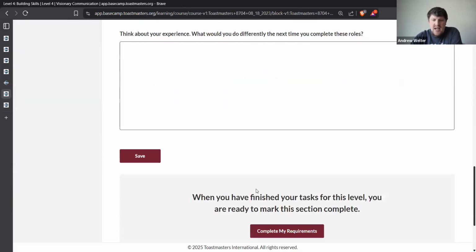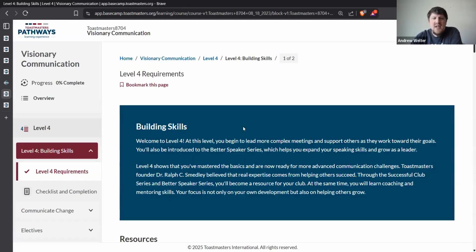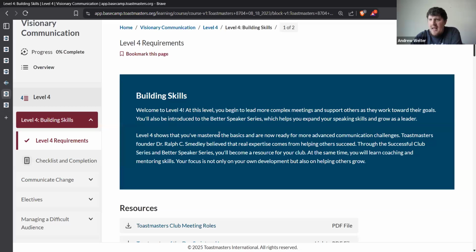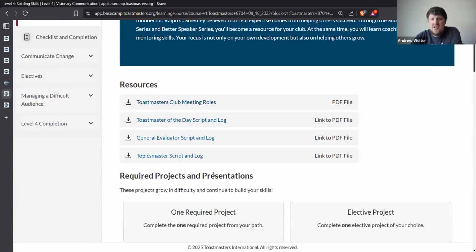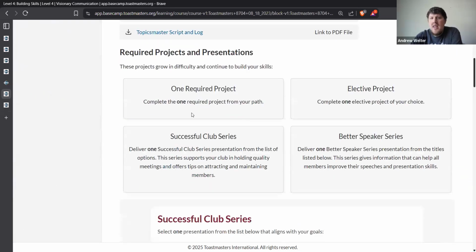Then if we go to level four, and again, I need to go back. I apologize there. Level four, again, what level four is about, resources. Again, some are repeats. The only new one is this general evaluator. Now, when we get to required projects and presentation, we still have the one required and one elective. That hasn't changed from the past. That's still the same thing.